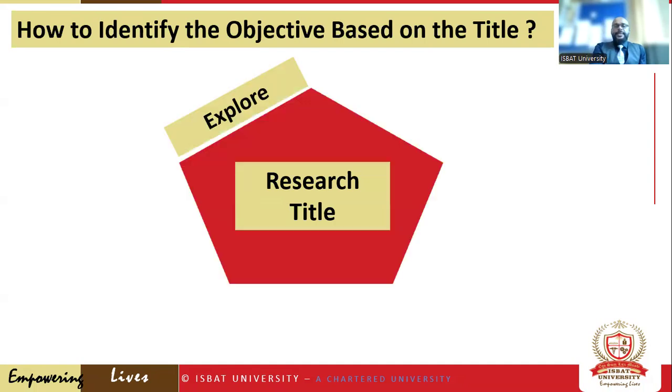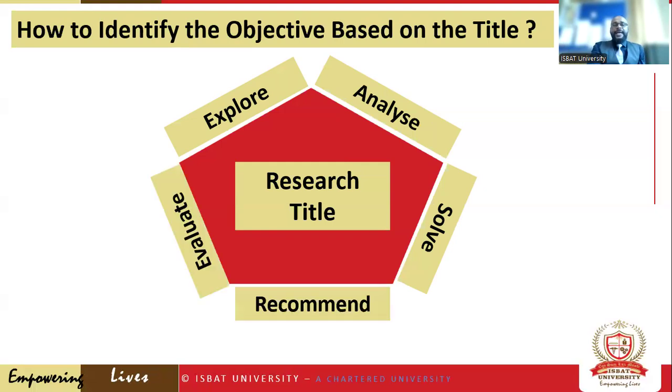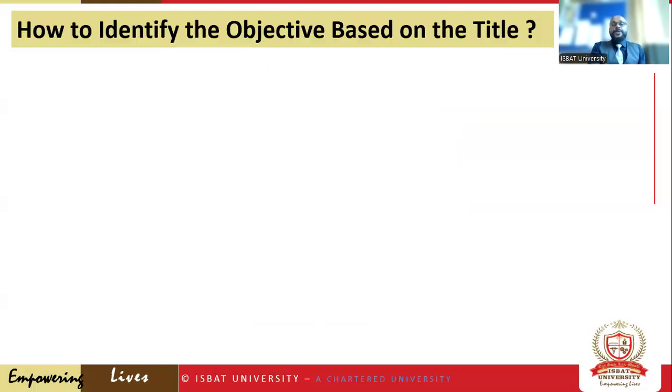So you take your research title. Once you take your research title, what you see in red are the five dimensions on which you are going to set your objectives. So you are going to set the objectives based on the five dimensions of explore, analyze, solve, recommend, and evaluate. This is the way in which you are going to set the objectives of your research. Normally people have some challenges identifying the objectives based on the title. This is a big challenge everyone faces.